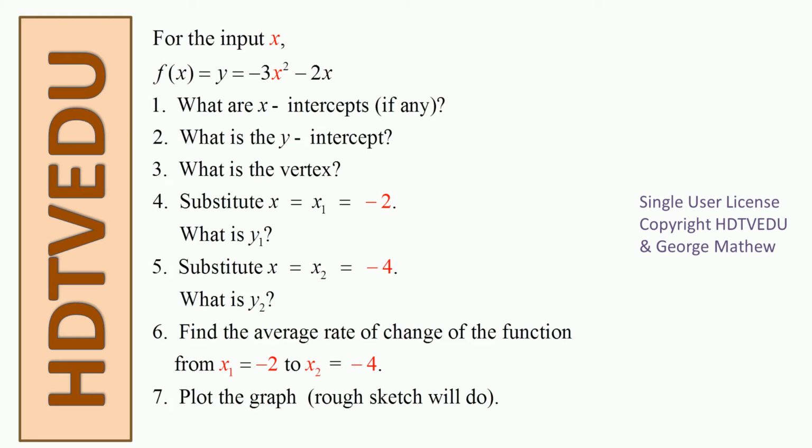The function is given as f of x equals negative 3x squared minus 2x. 1. What are the x-intercepts, if any? 2. What is the y-intercept? 3. What is the vertex? 4. Substitute x equals x1 equals negative 2. What is y1? 5. Substitute x equals x2 equals negative 4. What is y2? Find the average rate of change of the function from x equals negative 2 to x equals negative 4. Plot the graph. Rough sketch will do.